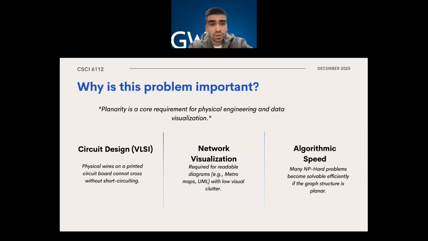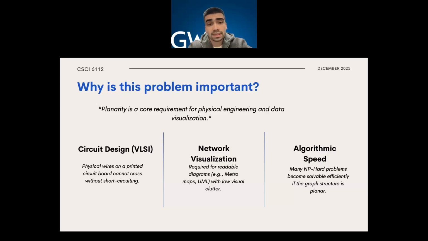So why should we care about efficient planarity testing? Three reasons. First, circuit design. In VLSI manufacturing, physical wires on a printed circuit board cannot cross. A crossing would short circuit the board. So before fabrication, engineers must verify planarity.